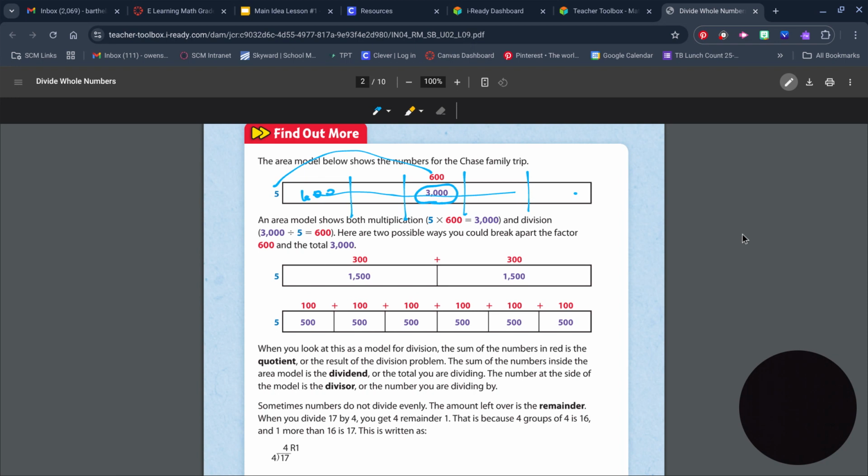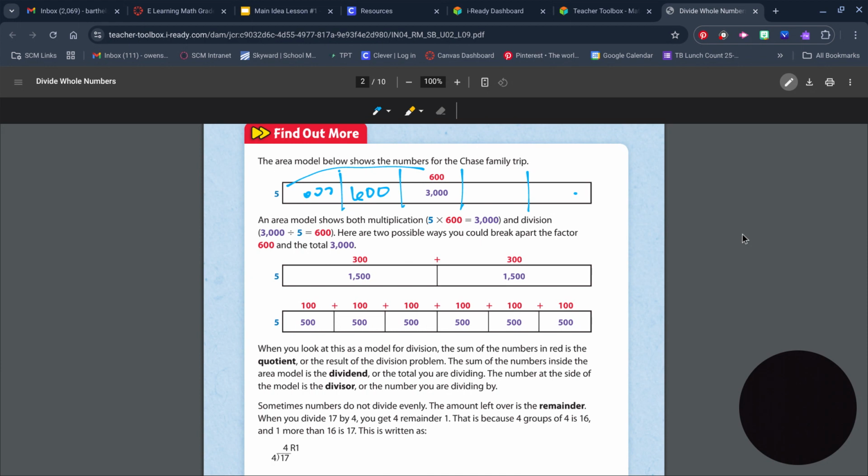You see how I did both with this model? The way they showed it is we're going to go 600 miles 5 times, and it's going to give us 3,000. Or 3,000 cut up into 5 is going to give us 600 per day. Sorry, that's messy. So 3,000 divided by 5 is 600.